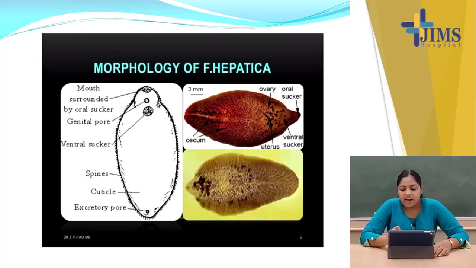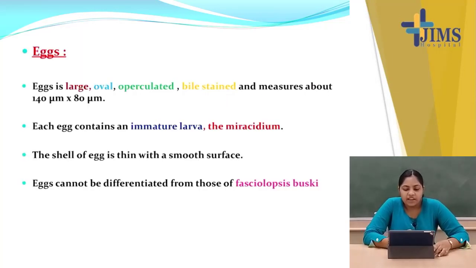It is flat and appears like a leaf-like structure, and the oral sucker is present at the anterior end and the ventral sucker is present toward the posterior, and it is monoecious, male and female are present in the same worm. Coming to the eggs, they are large and oval, operculated, and bile stained. In parasitology we study bile stained and non-bile stained eggs. If the eggs are bile stained, then they are yellow in color.